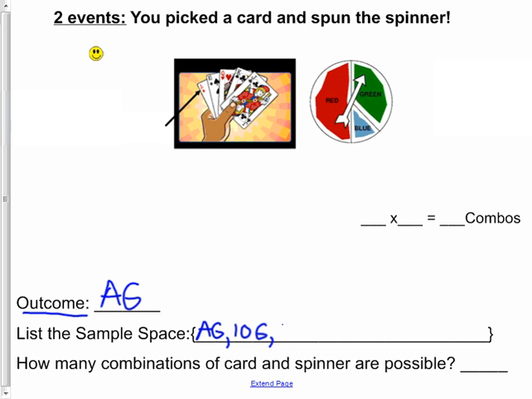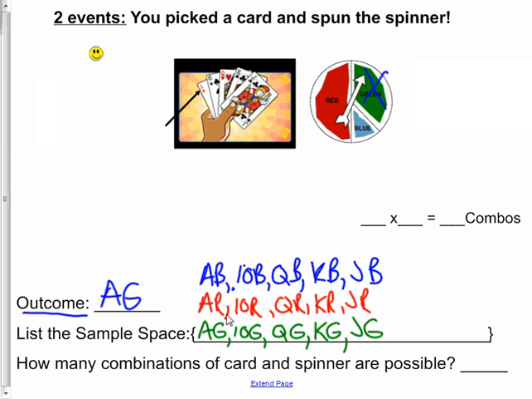Then I could draw a queen and get a green, a king and get a green, or a jack and get a green. Okay, so once I've listed all the possibilities with green, all the card combinations with green, now I would list all the card combinations with blue and then all the combinations with red. Go ahead and do that, and I will do that, and then you can unpause to see if you did it correctly.